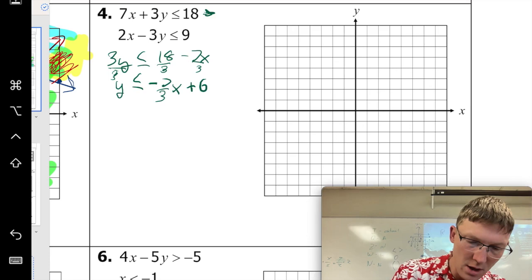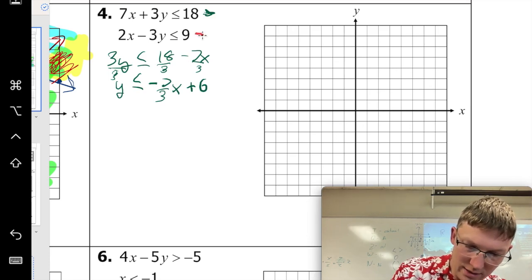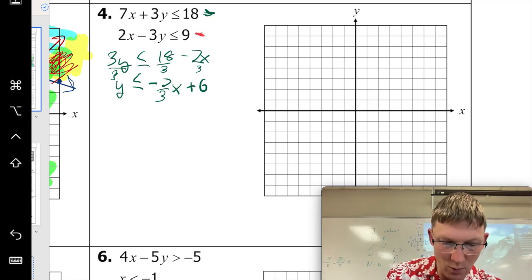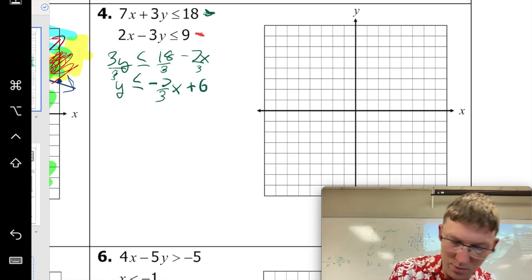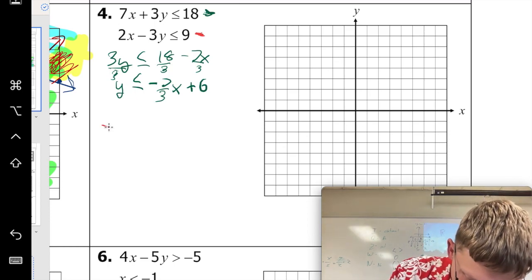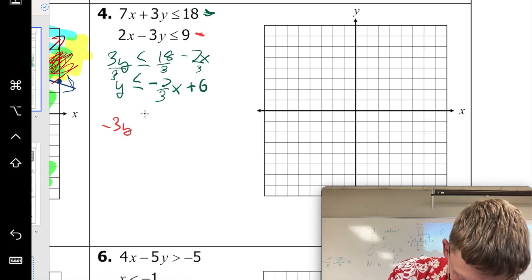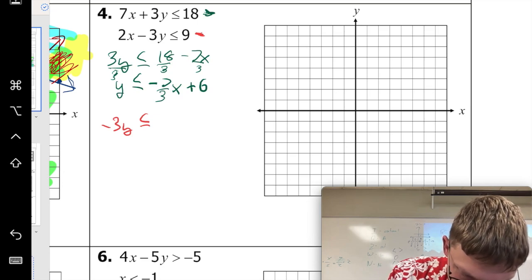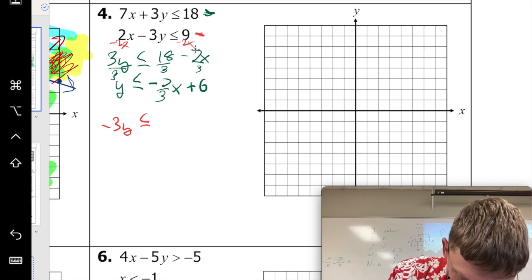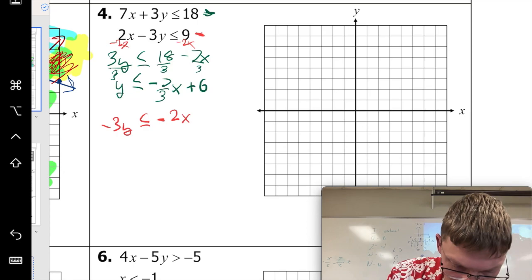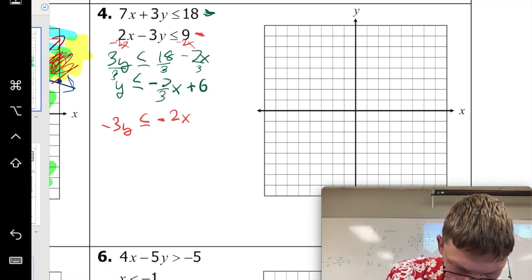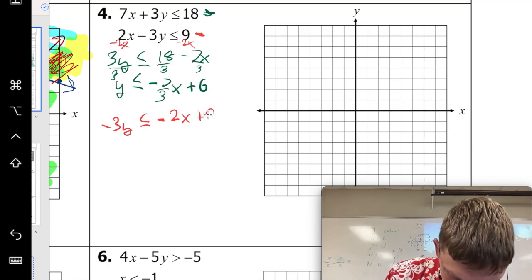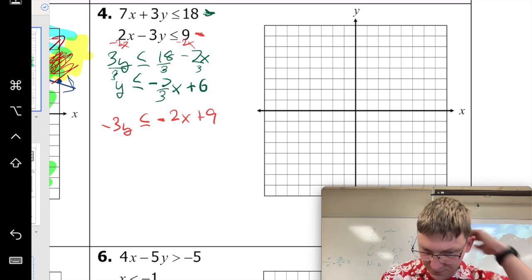I promise. Okay, so now we're going to look at this equation. Again, we're going to solve for y. This is why I thought I'd dropped a negative sign, but whatever. Anyway, negative 3y is less than or equal to, and I'm just going to keep the 2x in front. I am subtracting 2x from both sides, but I'm going to immediately put it in front because I know that's where I want it to be anyway. Plus 9. That 9 is positive. We'll keep it positive.